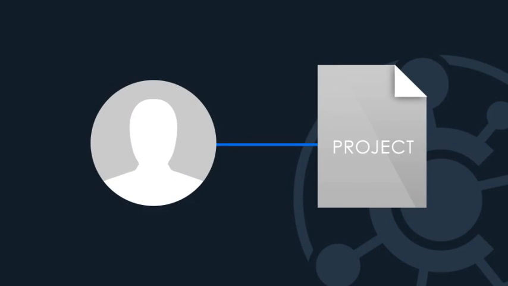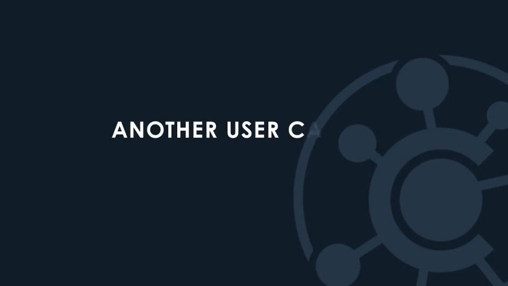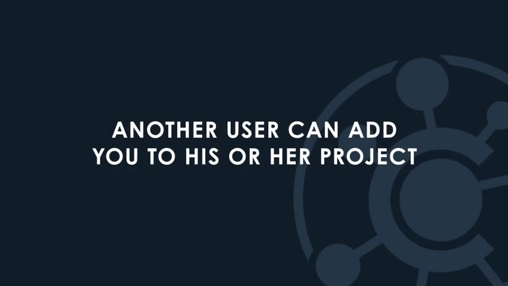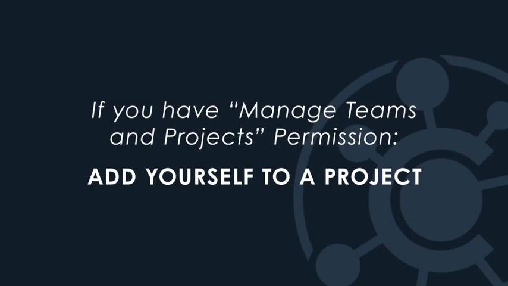There are a few ways to become associated with a project. First, you can upload a project to Central yourself. Second, another user can add you to his or her project. And third, if you have Manage Teams and Projects permission, you can open your profile and add yourself to a project.